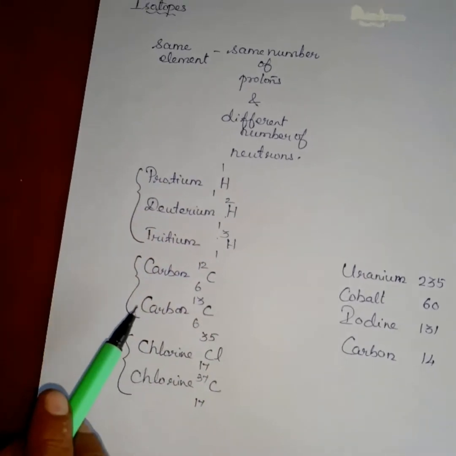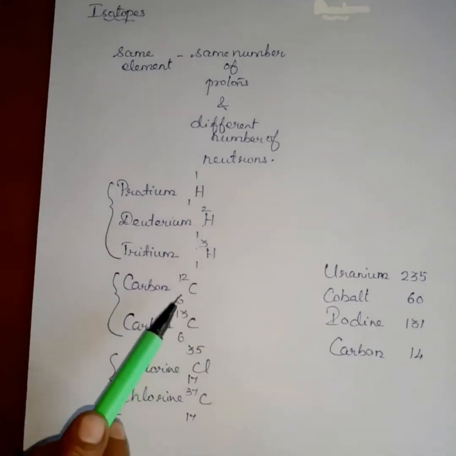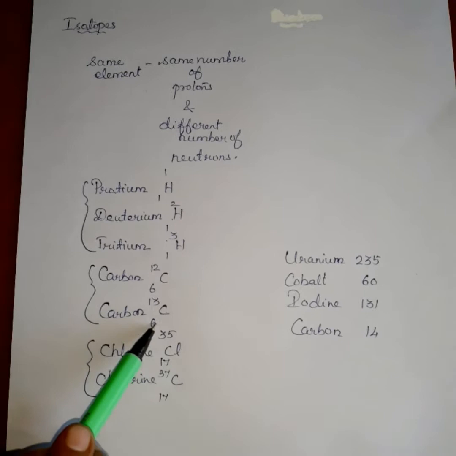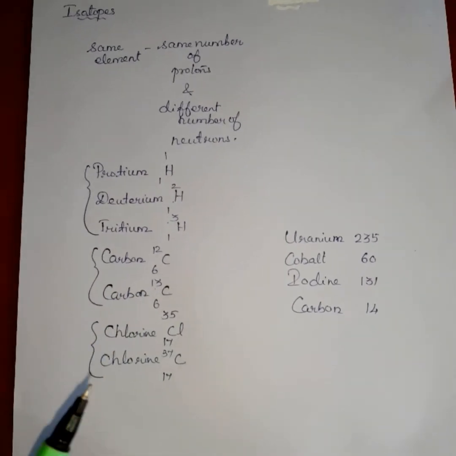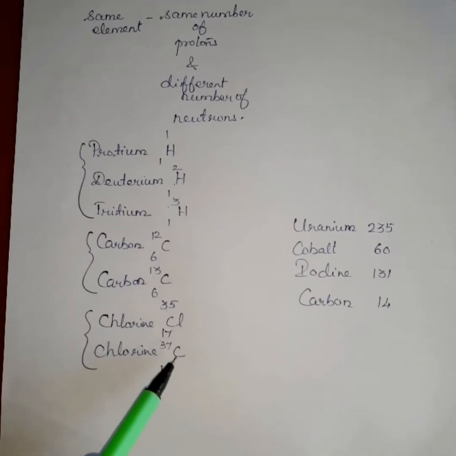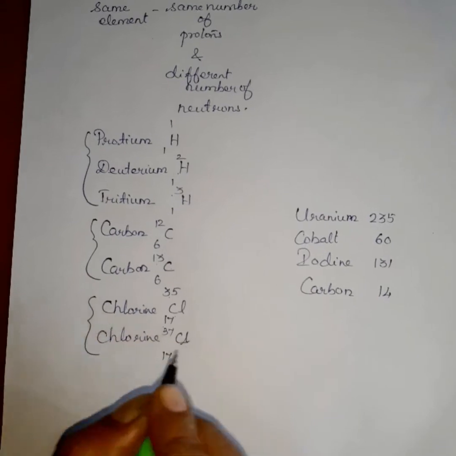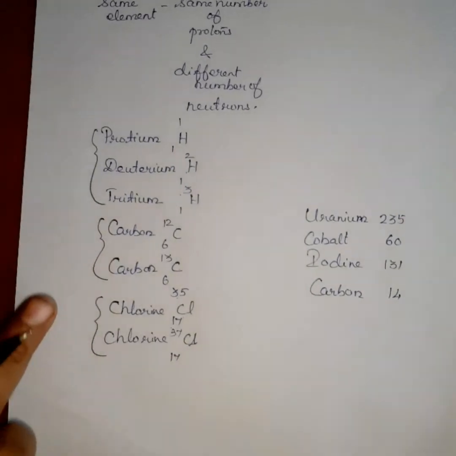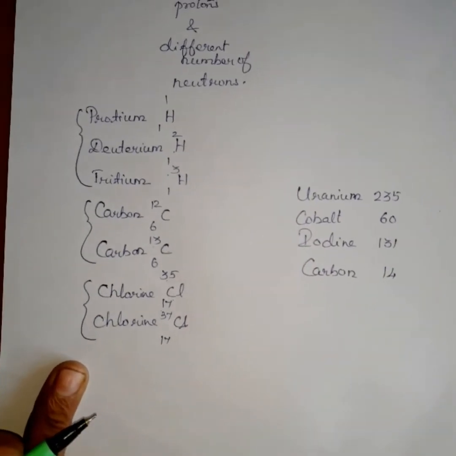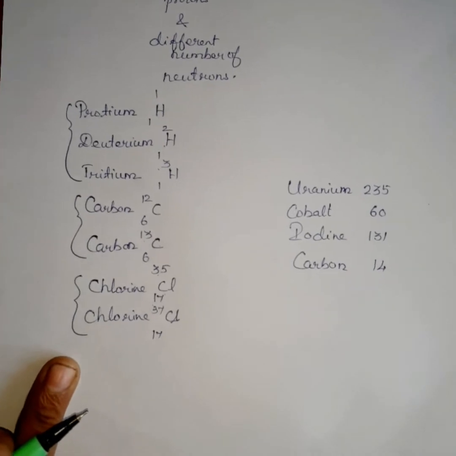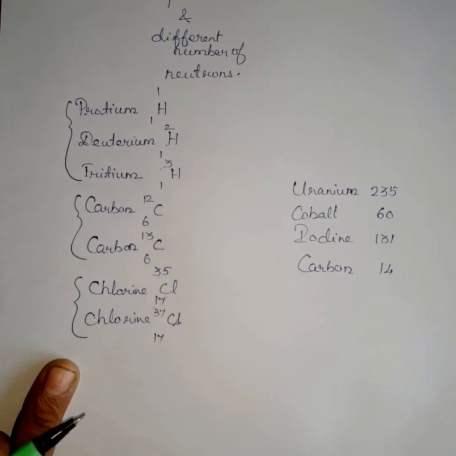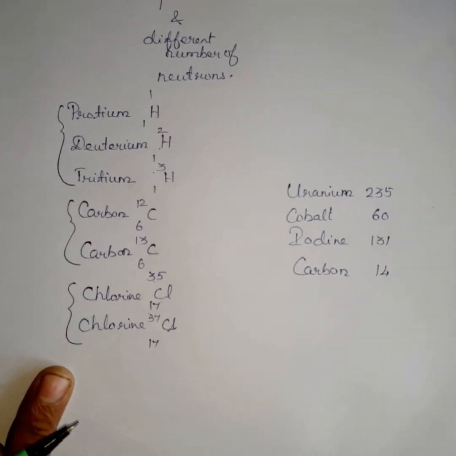Next, another example is given: carbon 6 12 and carbon 6 13. Here next one, chlorine, Cl 17 35 and Cl 17 37. Okay, these three examples are in your book. Study them very carefully. Next, there are two types of isotopes. Okay, the first one is stable and the second one is unstable.